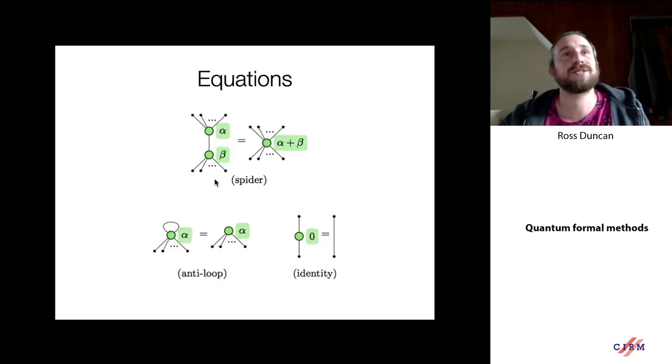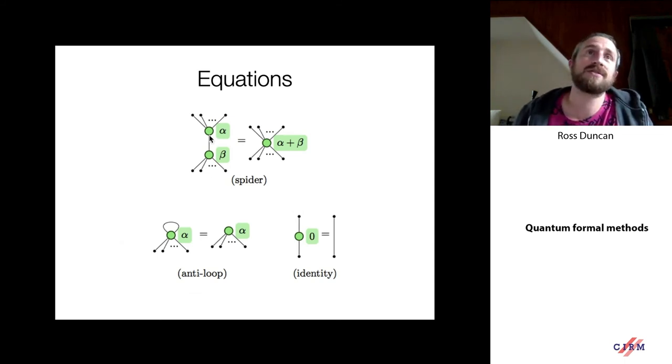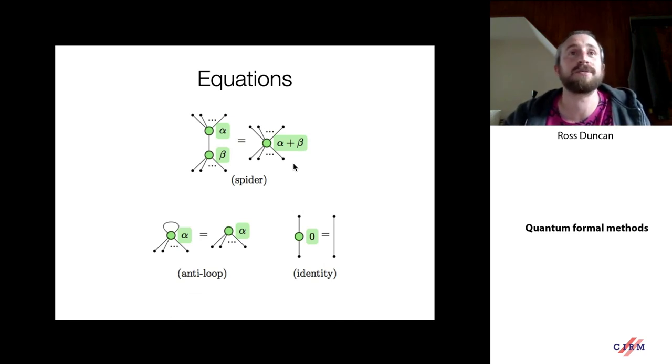So I have these equations here, which are all about the interaction of vertices of the same color with each other. A vertex with many legs is called a spider. And if I have two spiders which are touching, then they can merge. And if they have angles, the angles are added. And if you think about multiplying two Z rotations together, you can see that makes perfect sense.